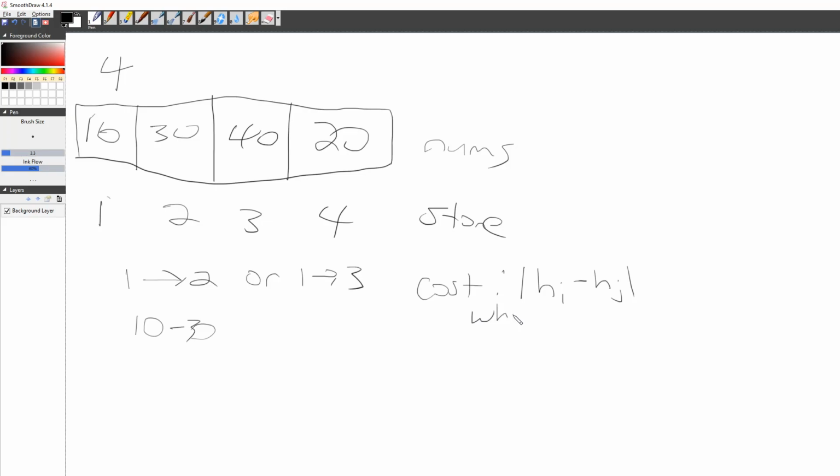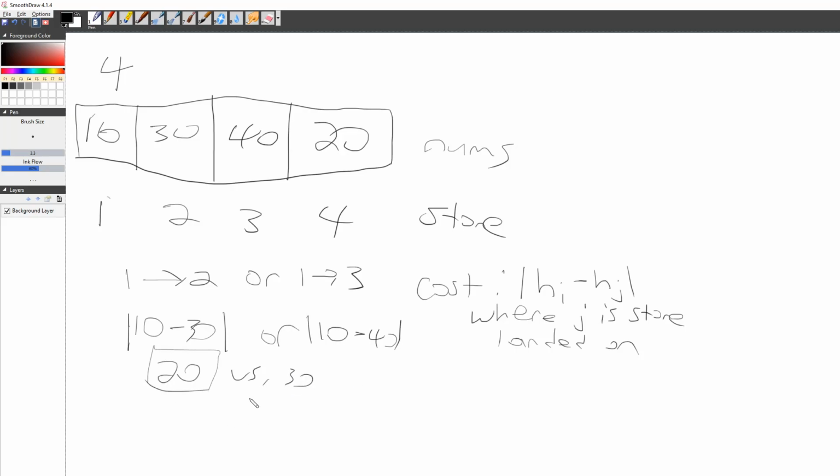where j is stone landed on. So here, if you go from 1 to 2, it's the absolute value of 10 minus 30, or 1 to 3, absolute value of 10 minus 40. That's 20 versus 30. Obviously 20 is your minimum cost here, right?